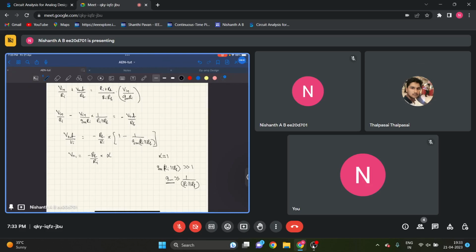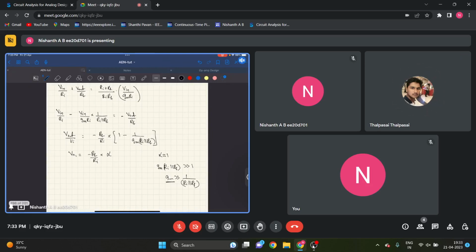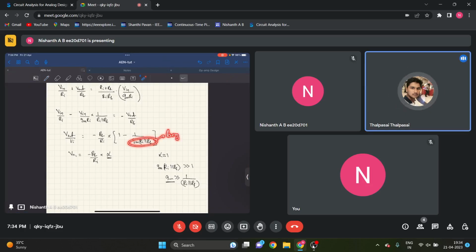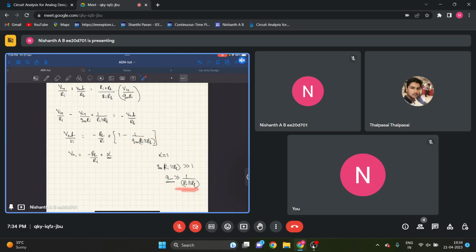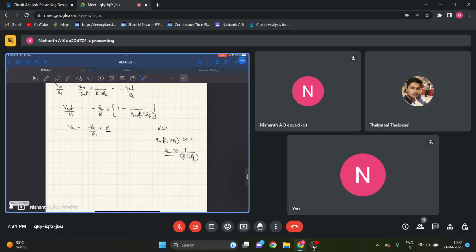Did you understand? Ideally I want Vout by Vin as Rf by Ri, but I have some factor alpha. If alpha has to tend to 1, this factor should be as large as possible. Gm should be much greater than 1 by Rf parallel Ri. Okay?